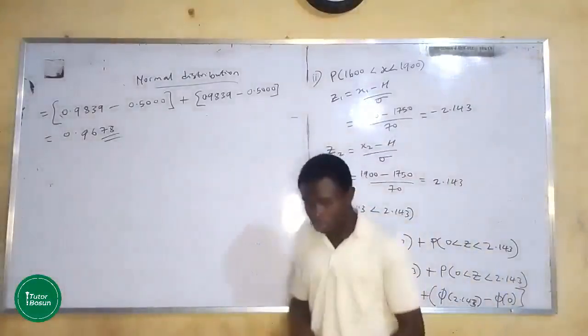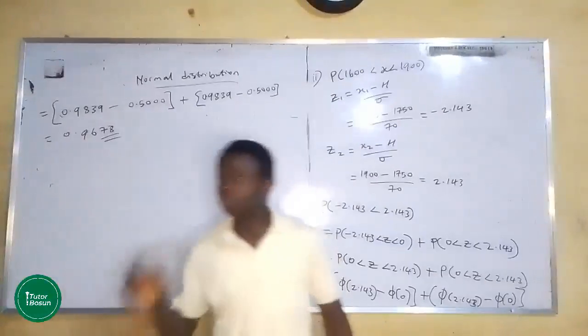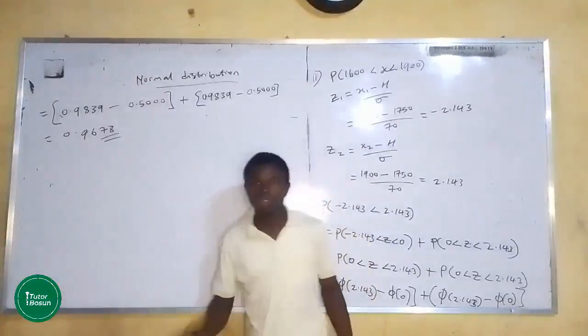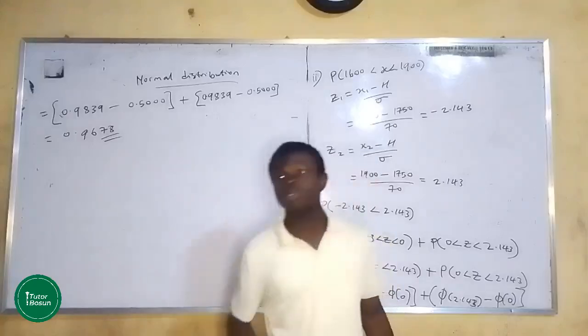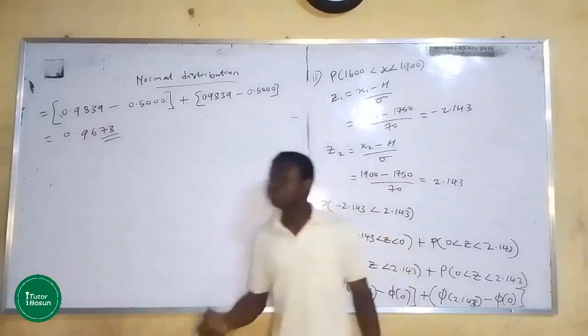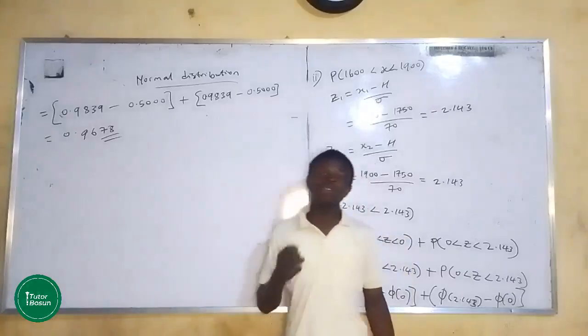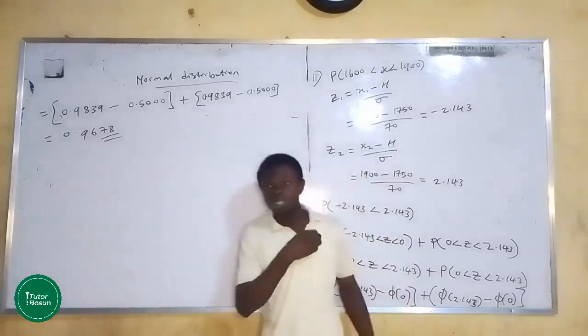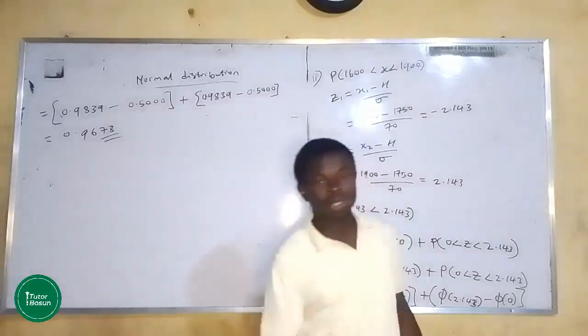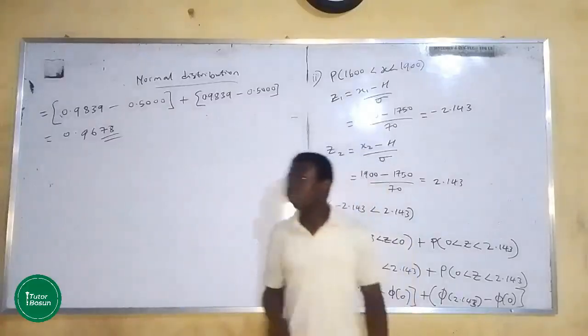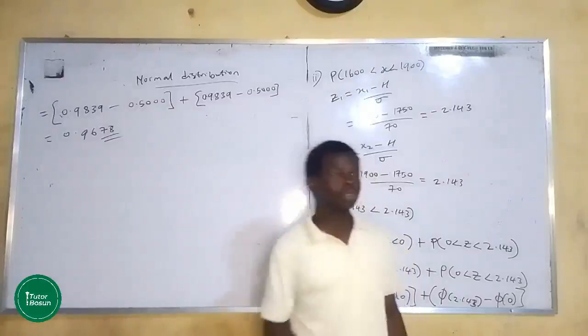And that will bring us to the end of normal distribution, which is the last special probability distribution. In the next lesson, we will move into some other important aspects of probability distribution.